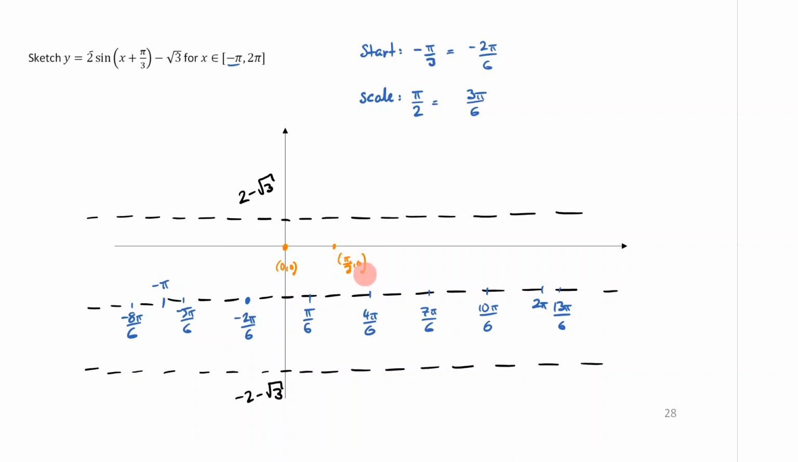All right, let's now just give this thing a bit of a sketch, and I might just write this as pi on 3. All right, so I'm going up and down. Good.